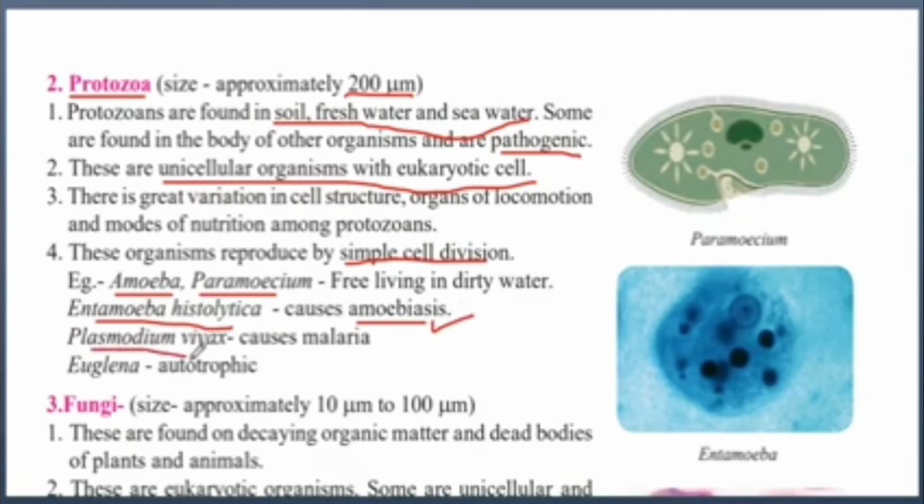There is also Plasmodium vivax, which causes malaria. Malaria is transmitted by mosquitoes, and if this protozoa is within those mosquitoes, they will infect us and cause a disease called malaria. Also, Euglena is another example of protozoa, and these are autotrophic. That is, they can produce their nutrition by themselves.